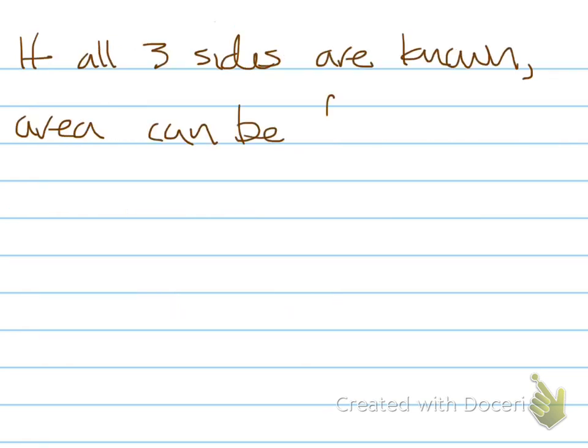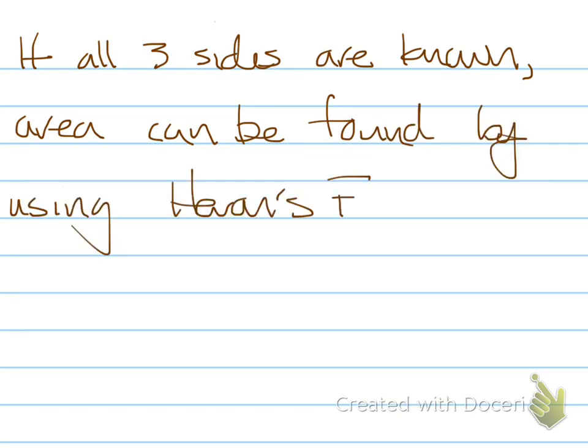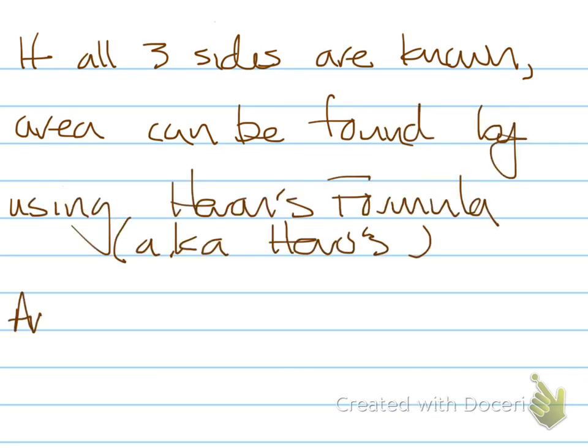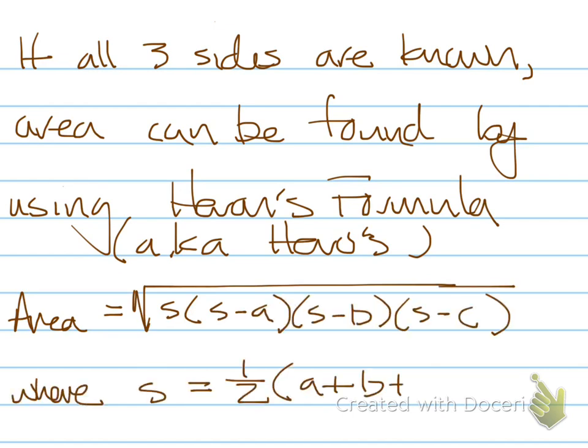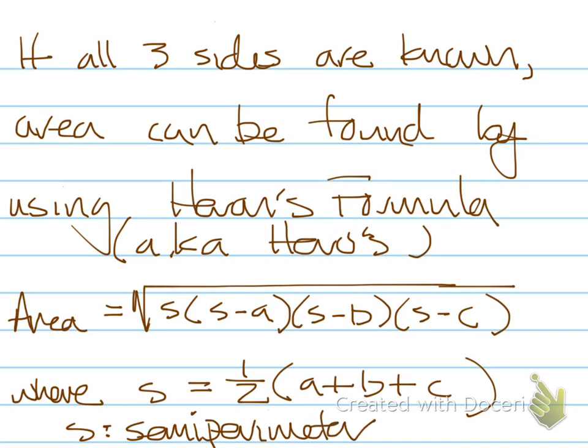Now, if all three sides are known, the area can be found by using Hero's formula, also known as Heron's formula. The area is equal to the square root of the semiperimeter times the difference of the semiperimeter and one of the sides, times the difference of the semiperimeter and the other side, times the difference of the semiperimeter and that third side.